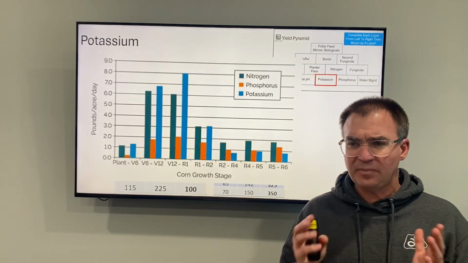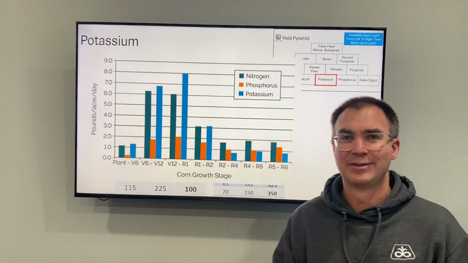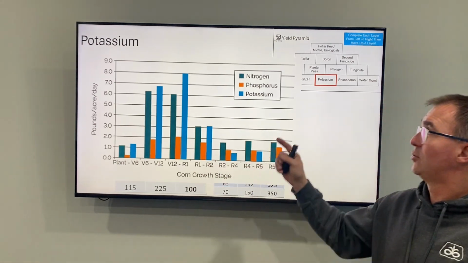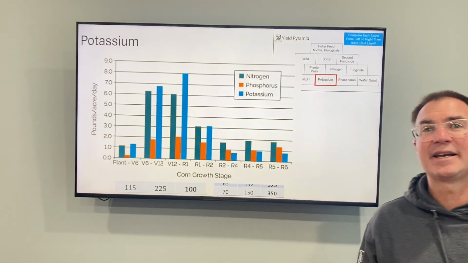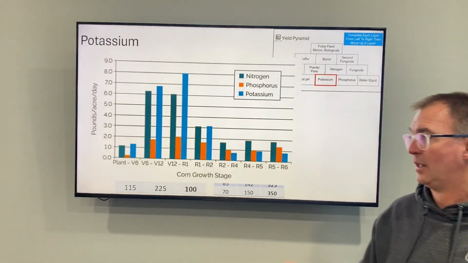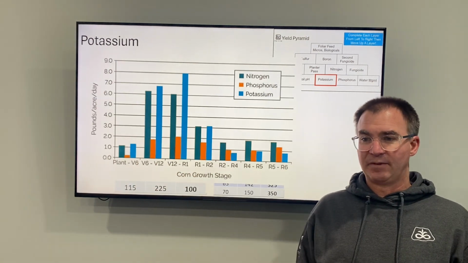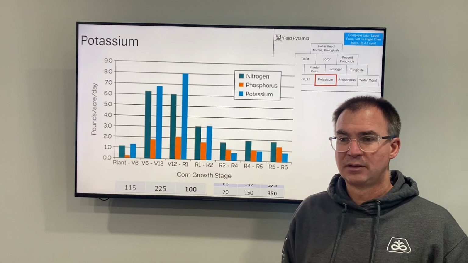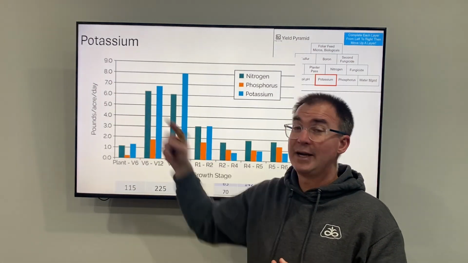So why is this important? Think about crop uptake, crop utilization. This chart shows our big 3, nitrogen, phosphorus, and potassium. When is it taken up by the plant and how much do you need? Early season, you don't need a whole lot. From planting to V6, your phosphorus is peanuts. Your potassium is about 1 pound per acre per day.